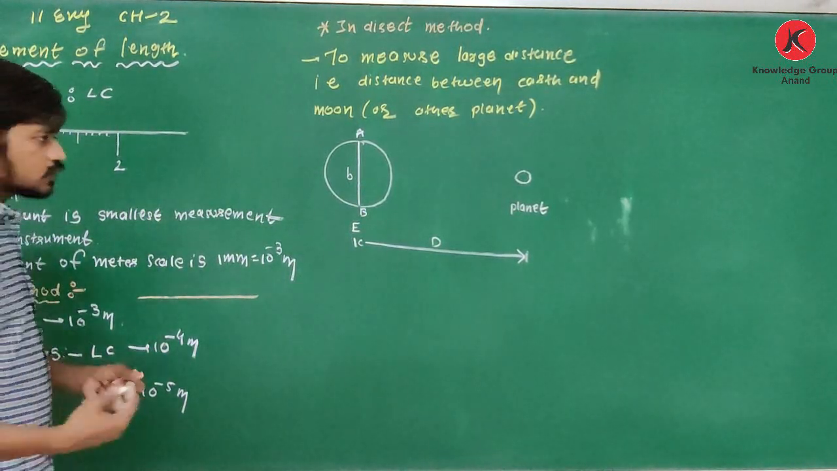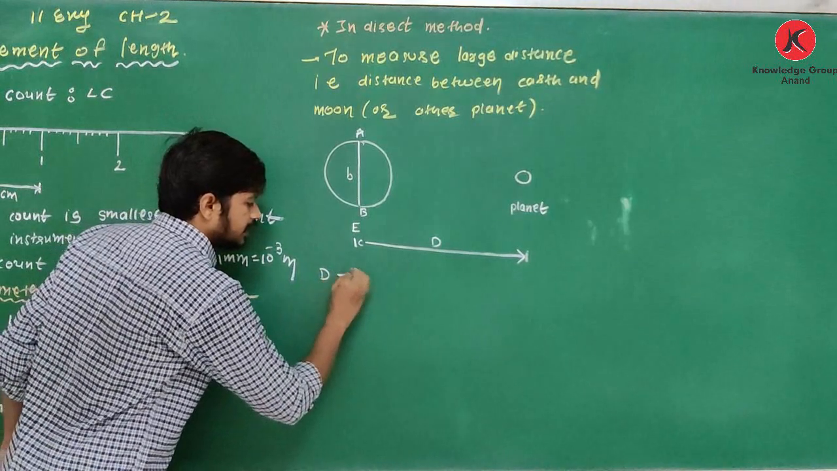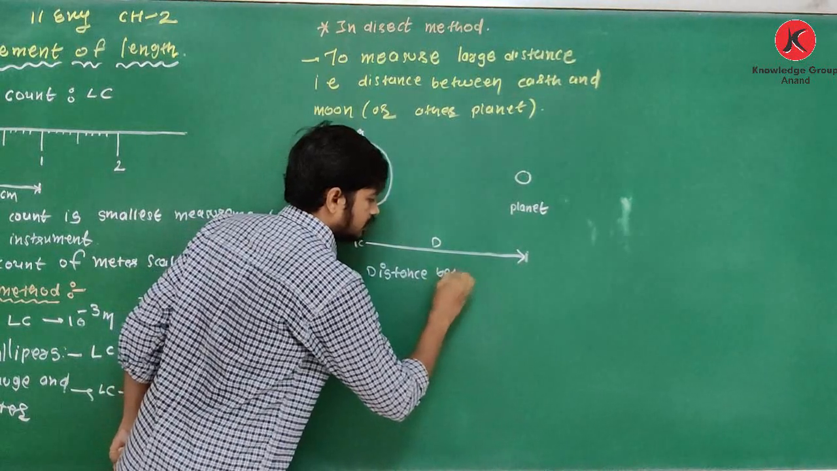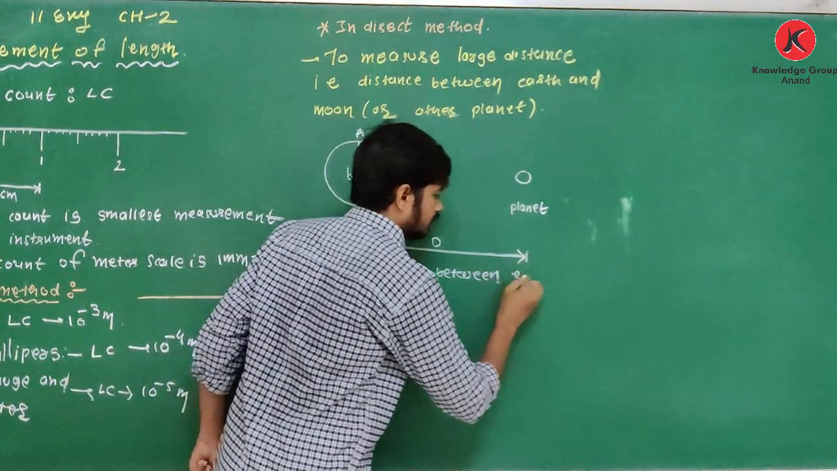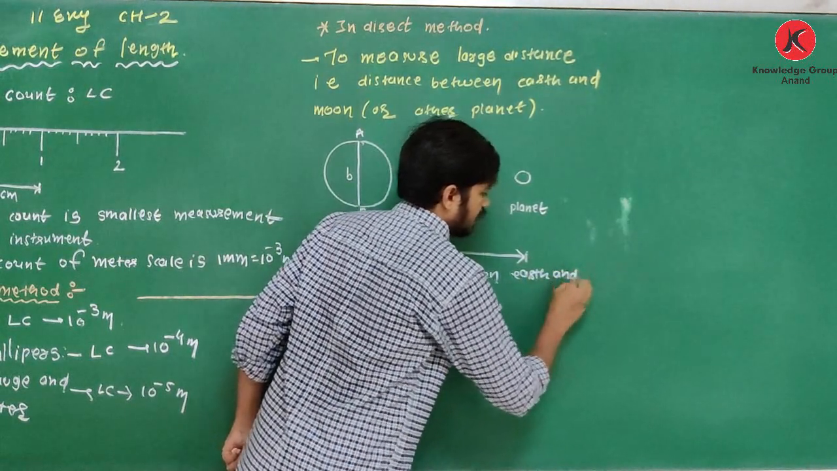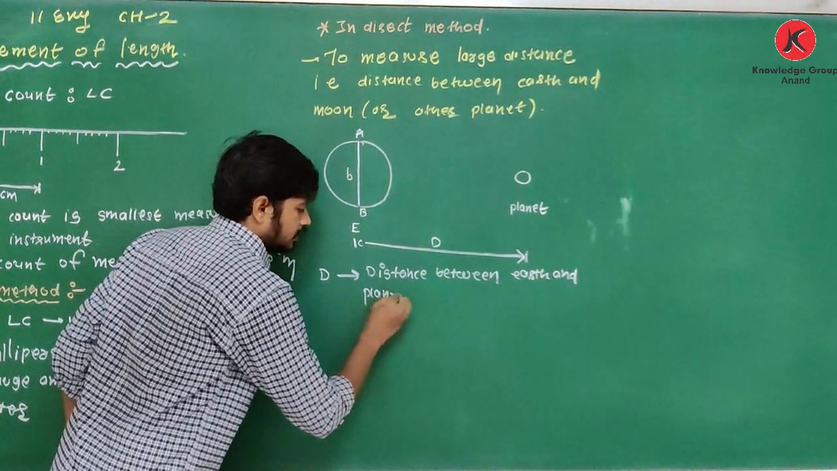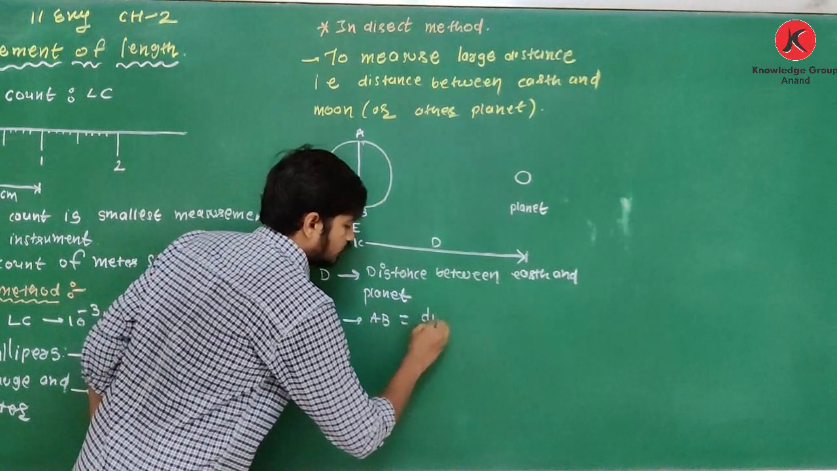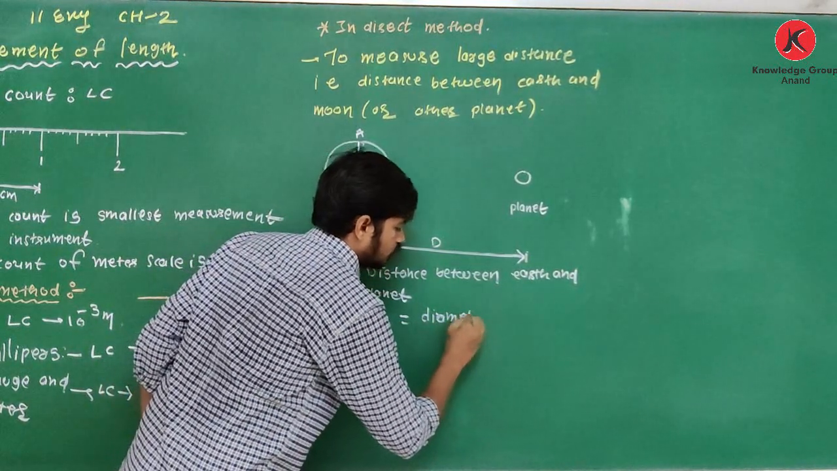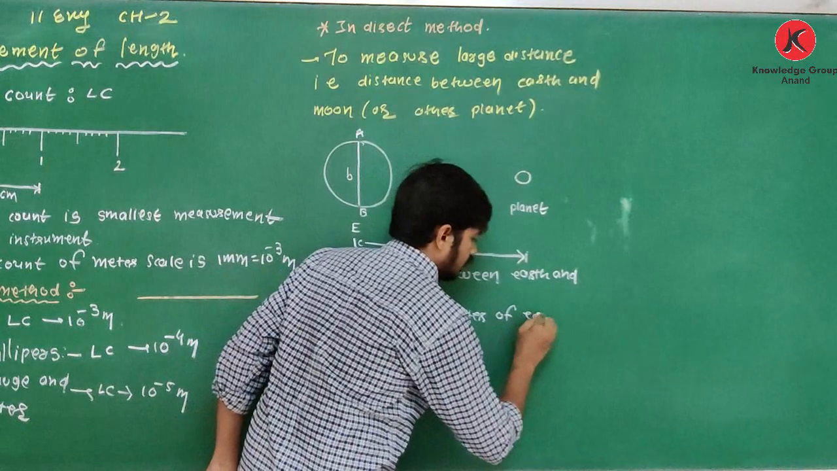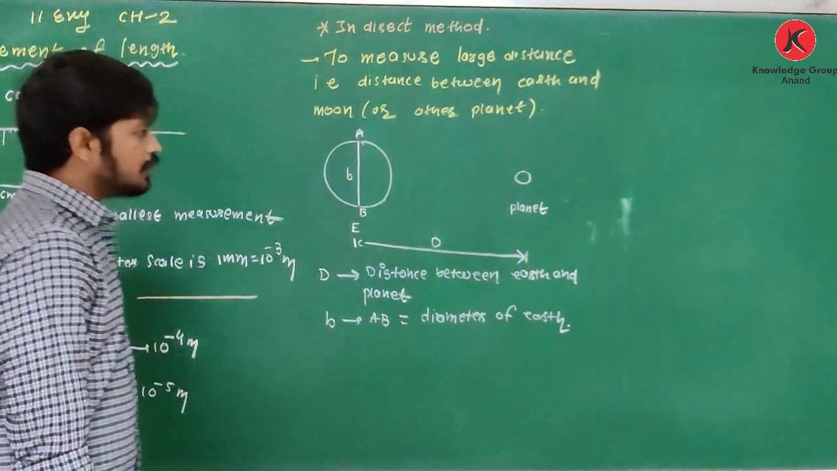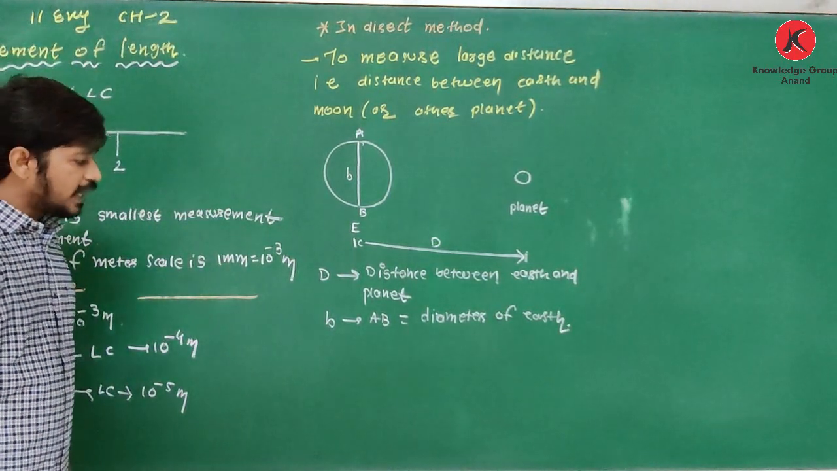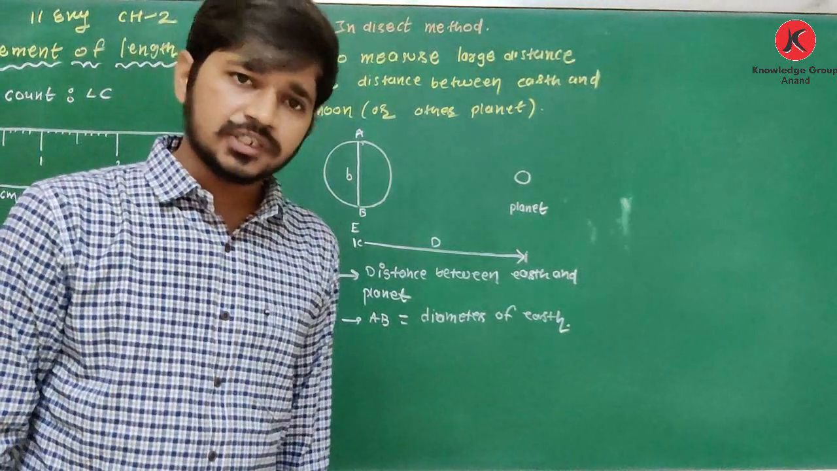Clear about this? So first of all, here I have to write the data. What is capital D? Capital D is the distance between Earth and planet. What is small b? Small b is equal to AB, and it is the diameter of Earth. So these two data you have to remember: capital D, the distance between Earth and planet, and small b, the diameter of Earth.